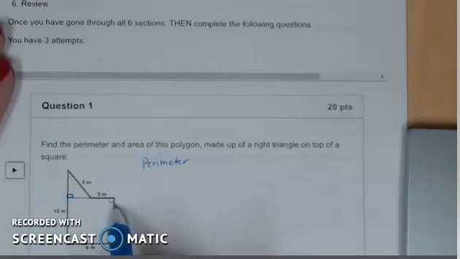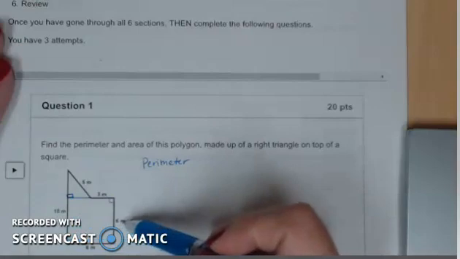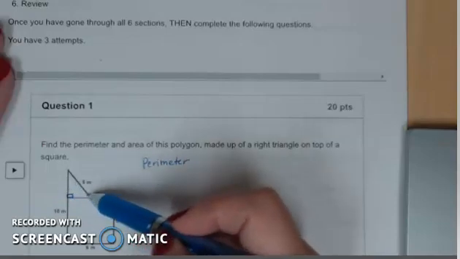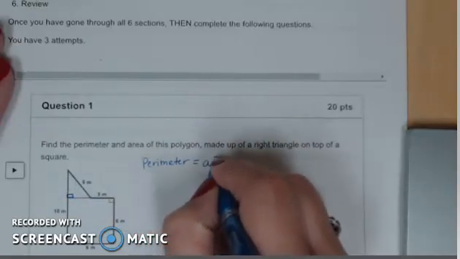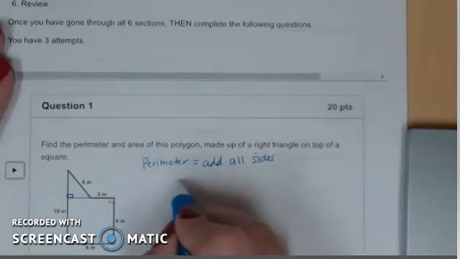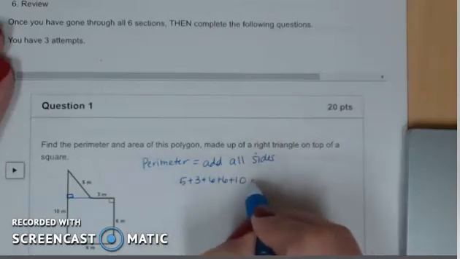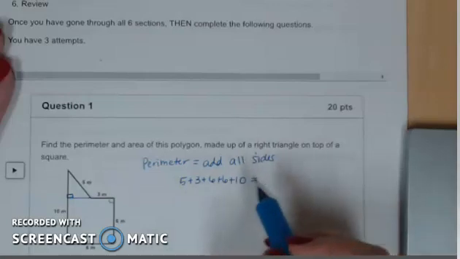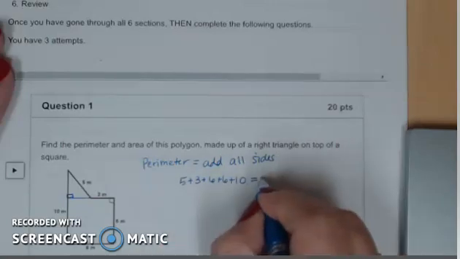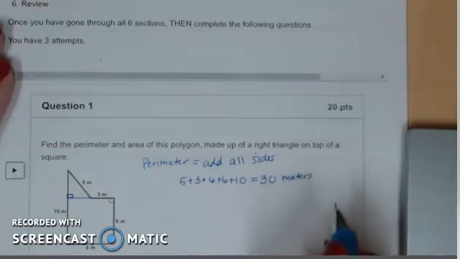We know this side length to be 6. This is 6. This gives us 10, which we know is more than 6, so that's the entire length of it. So I don't need to find this length right now. And then 5. So in order to find the perimeter, I'm going to add all sides. That's 5 plus 3 plus 6 plus 6 plus 10. I'll add that on my calculator. So I have 10 and 12, so 22, 25, 30. So I get 30 meters for my perimeter.